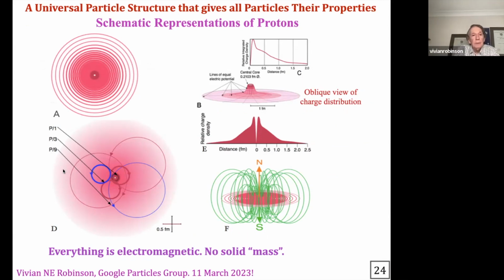This one, as the previous ones, just shows the whole thing is embedded in a positive field. And here you have this charge plane viewed obliquely and a magnetic field surrounding it. The whole thing to note about this is everything is electromagnetic. Nothing is solid mass.